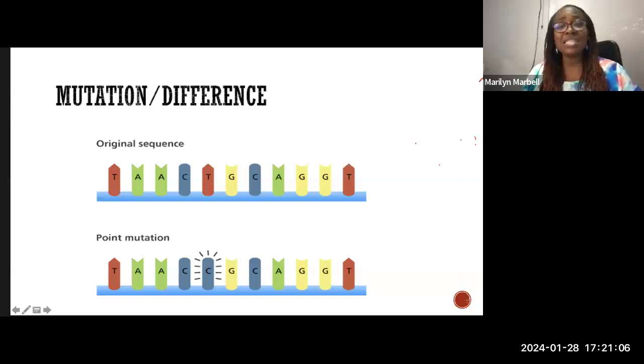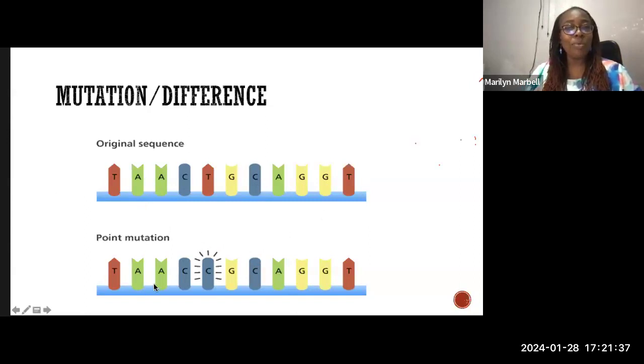So what causes these errors? It could be spontaneous. Nobody knows how it comes. But sometimes it could be environmental things, chemical or physical agents like radiation, infectious agents, chemicals, etc. So in this slide here, you can see that the main original sequence of letters that was supposed to be copied, like a photocopy, is the one on top.